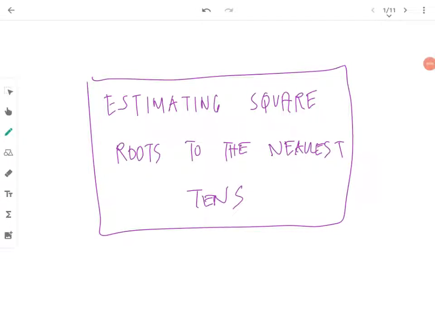Okay, in this video we're going to talk about how to estimate the square roots of irrational numbers to the nearest tenths. When we say tenths, we are estimating the square root up to the first decimal place. For example, estimating the square root until 8.3, so that is tenths. We usually use calculators to get square roots of irrational numbers, but there is a way to estimate them without using a calculator.